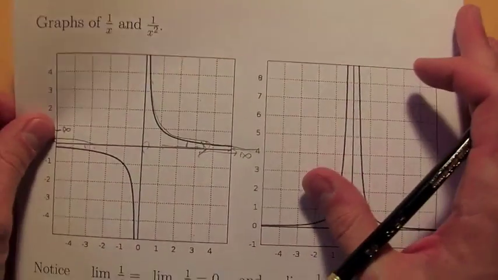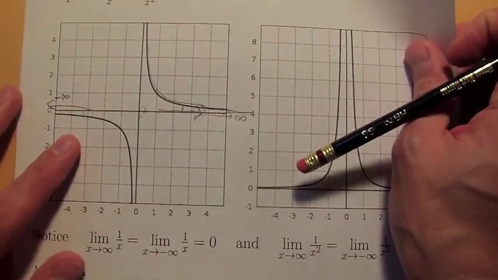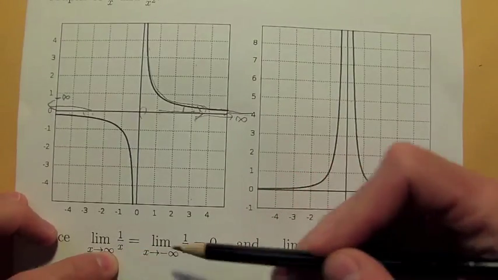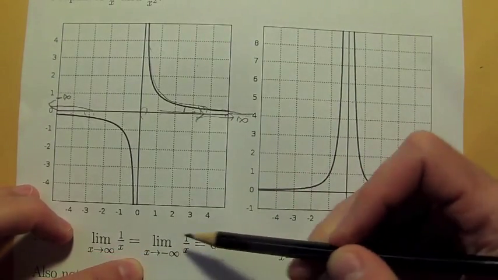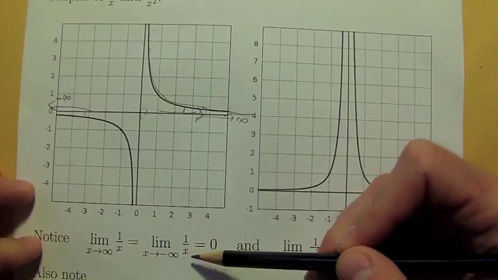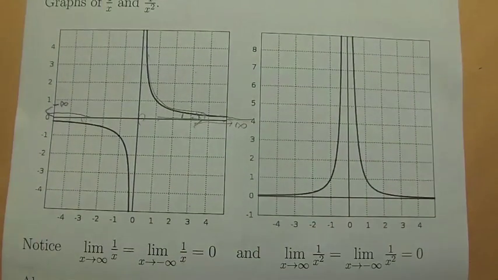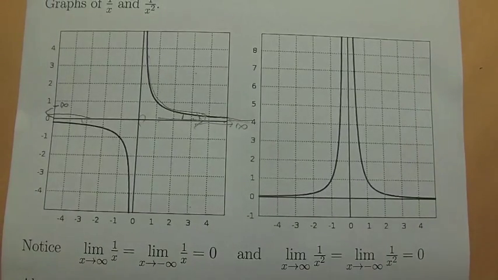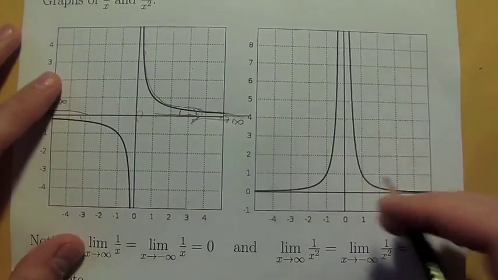So as we see here, the limit as x goes to infinity of 1 over x is equal to 0, as is the limit as x goes to negative infinity of 1 over x. It's going to 0 on both sides.